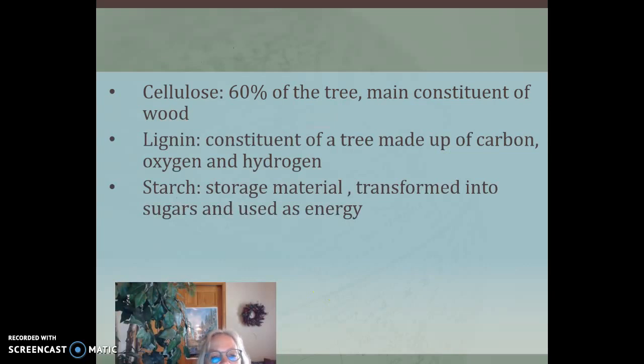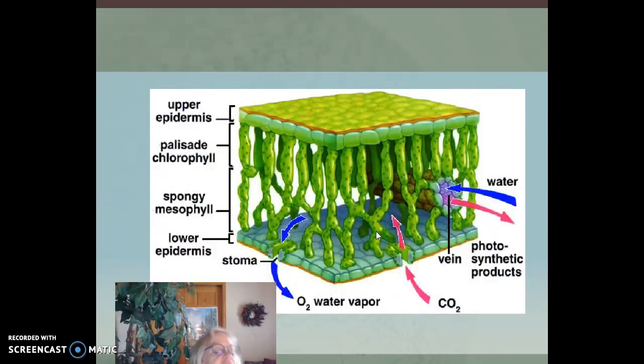Cellulose is 60% of the tree, and it's the main constituent of wood. Lignin is made up of the carbon, the oxygen, and the hydrogen. And the starch is the storage material, transformed into sugars and used as energy. So when we have carbon dioxide and water making glucose sugar, it is unusable by the tree until, hold for it, oops, not yet.